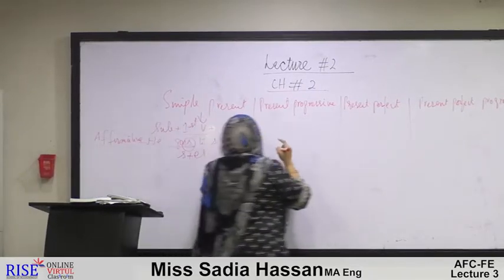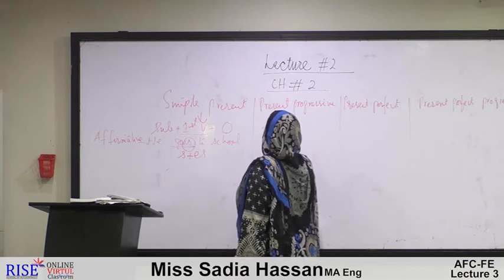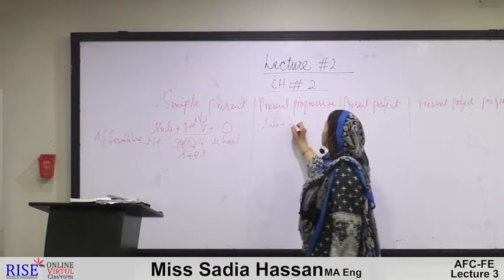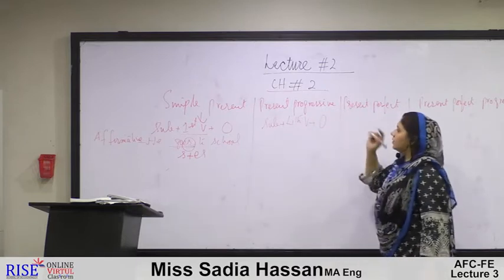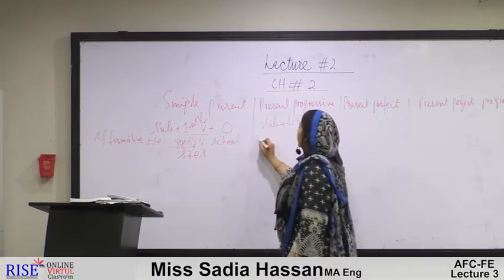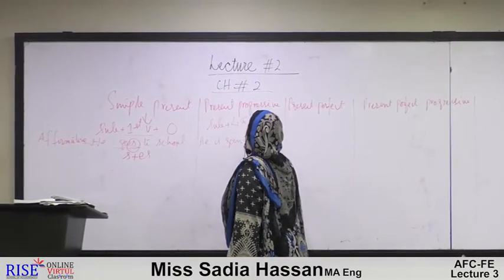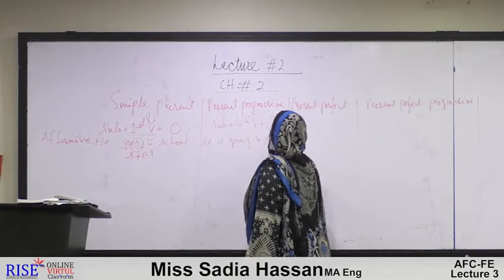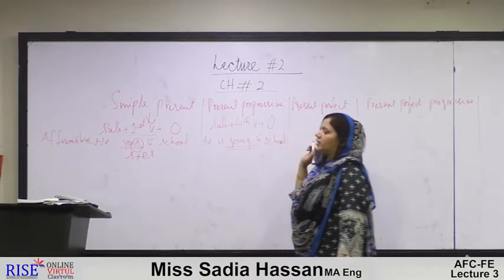Number two, present progressive. Subject plus fourth verb form plus object. Fine. He is going to school. Here going is the fourth verb form.